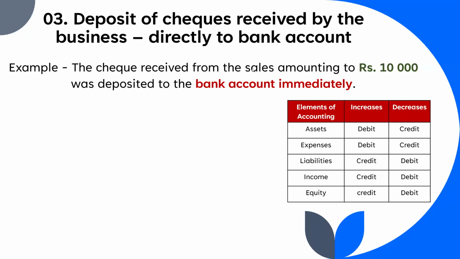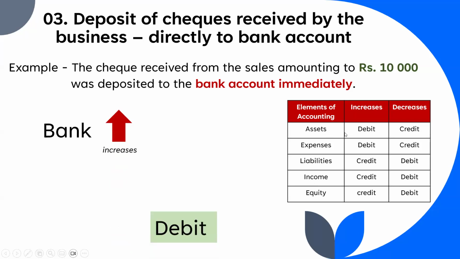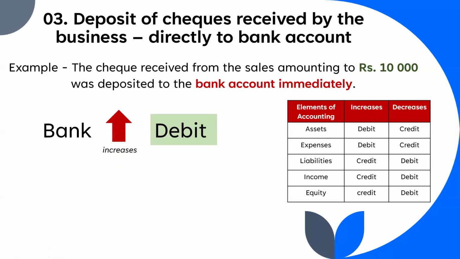Since you are depositing, now when you do sales, sales are increasing. So what happens when sales increases? Sales belongs to which category of accounting? Income. Yes, the income category. So when income increases, it is credit. The money in your bank will also increase, which is part of assets. We know when assets increase, that is going to be debit. So for this transaction, the bank account increases, therefore it is debit. And sales, which is a part of income, increases, so therefore it is credit.